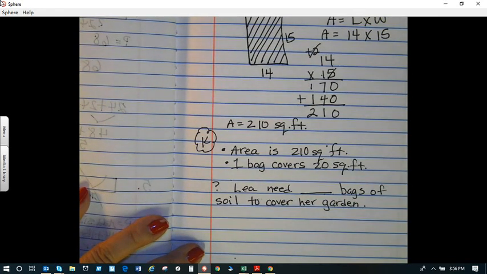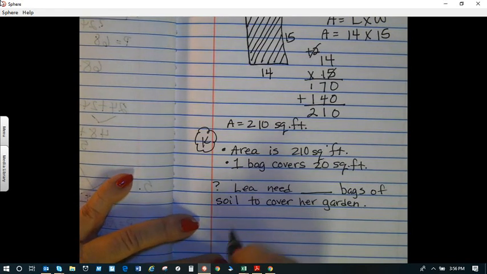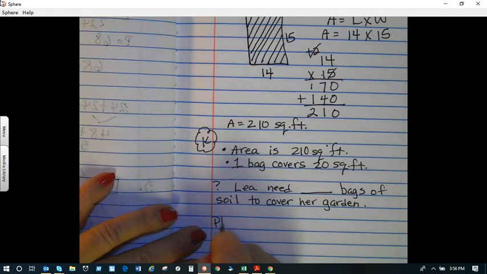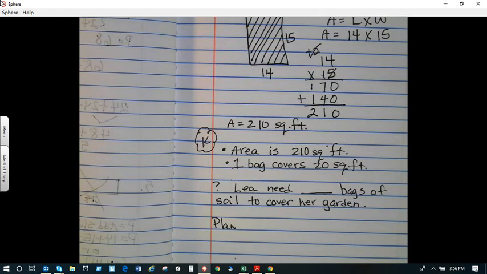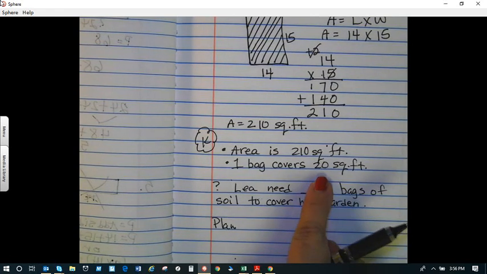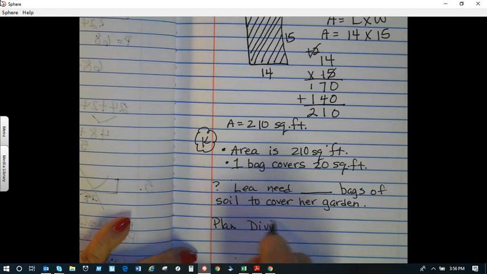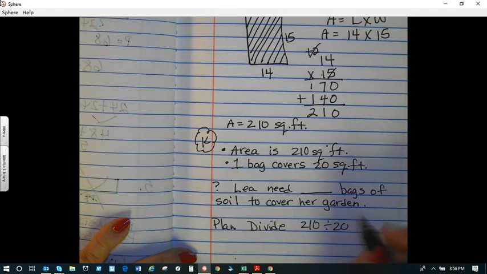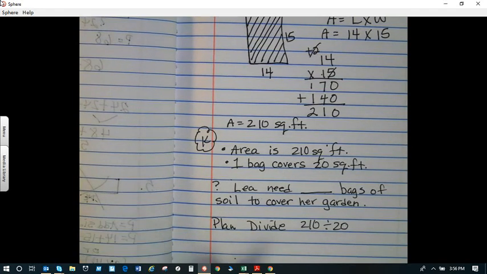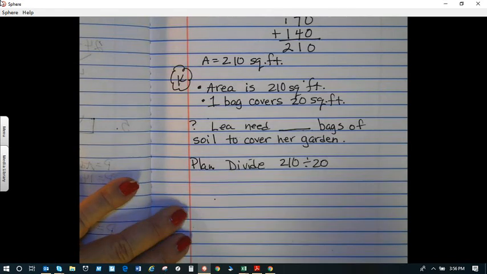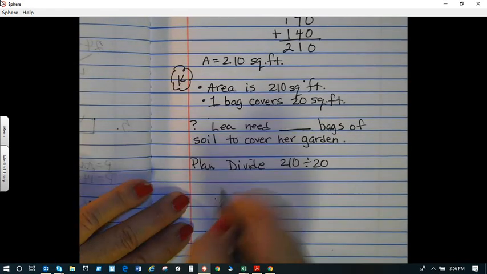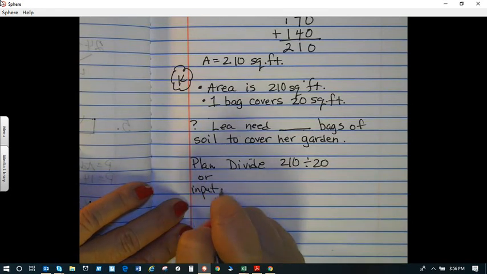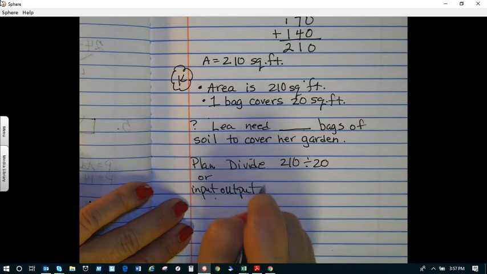All right, well, I know that. Let's do this. I can do several different ways, because what is my plan? I hear somebody shouting out, well, if one bag covers 20, I can divide 210 divided by 20 to get me the number of bags. That's absolutely right. You can also do an input-output table as well, right? For every one bag, there's a couple of different ways.